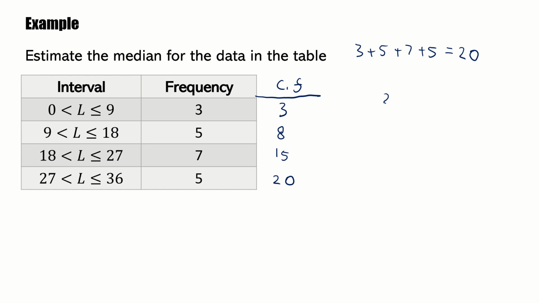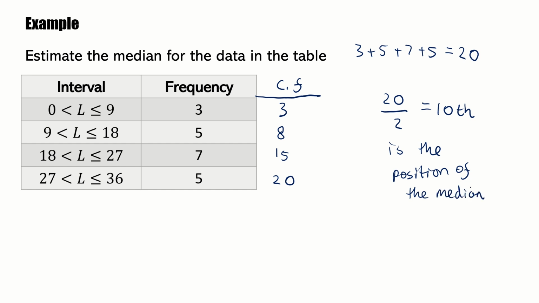That's important because now we can realise the median bit of data will be n over 2, so 20 over 2, which is telling us that the 10th bit of data is where the median is. So writing that down. Cool.